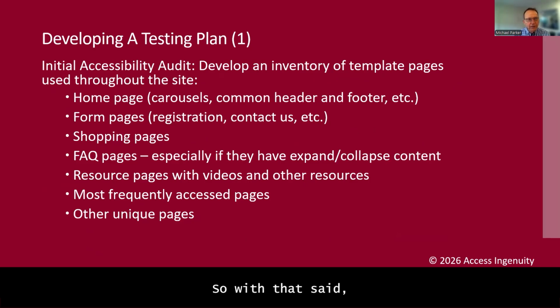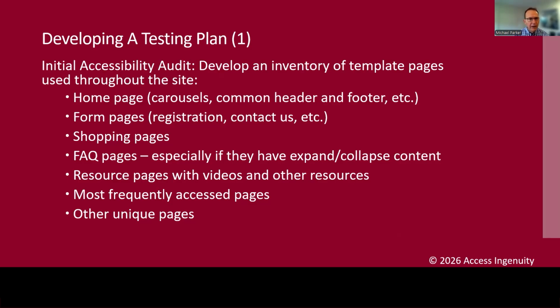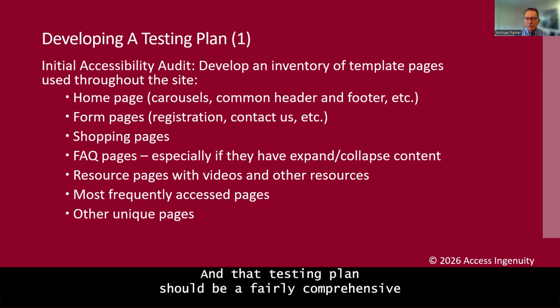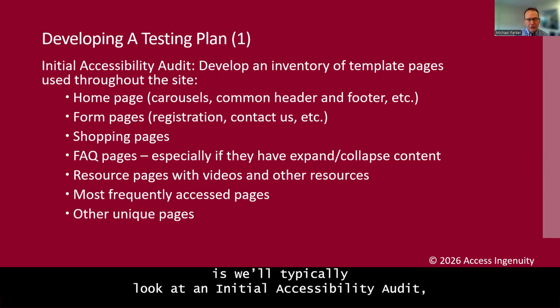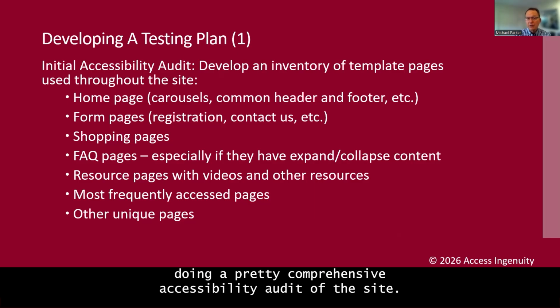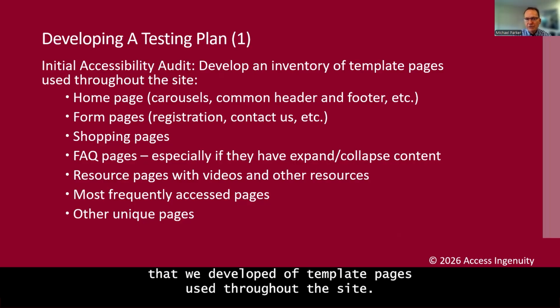So with that said, you're in the mode of being one of the folks that do need to comply to these requirements. The first thing you probably want to do is think about developing a testing plan. And that testing plan should be a fairly comprehensive look at your website. And the way that we like to break it down is we'll typically look at an initial accessibility audit, doing a pretty comprehensive accessibility audit of the site. And we'll base this on an inventory that we developed of template pages used throughout the site.